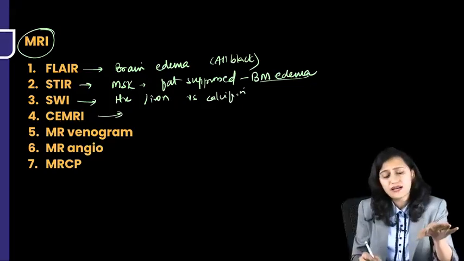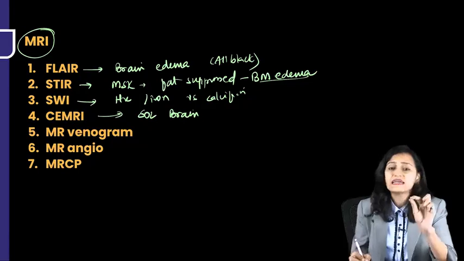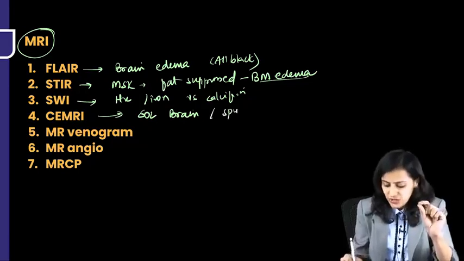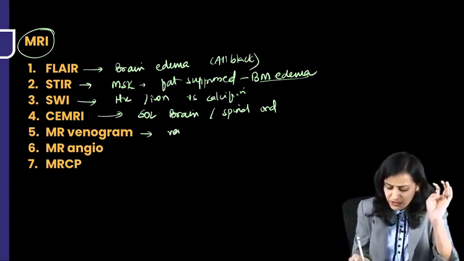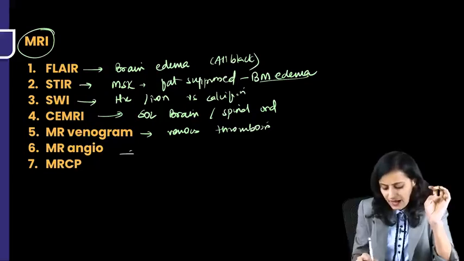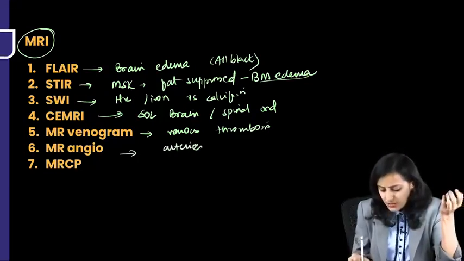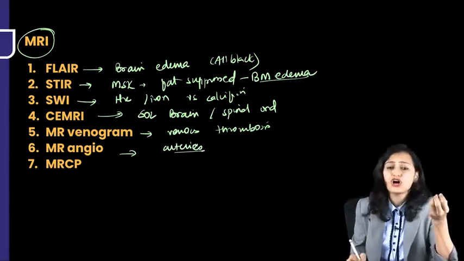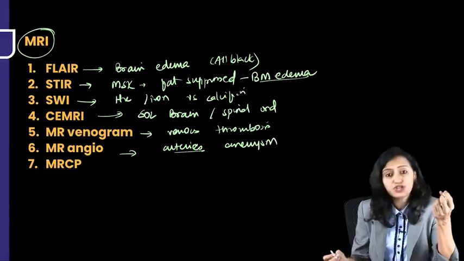Contrast enhanced MRI, any space occupying lesion, especially in the brain, MRI is the investigation of choice. Spinal cord, MRI is the investigation of choice. MR venogram is for the dural venous sinus thrombosis. MR angio is to look for arteries, arterial pathologies like in a patient of stroke or any stenosis, aneurysm we want to see, we will do MR angio.